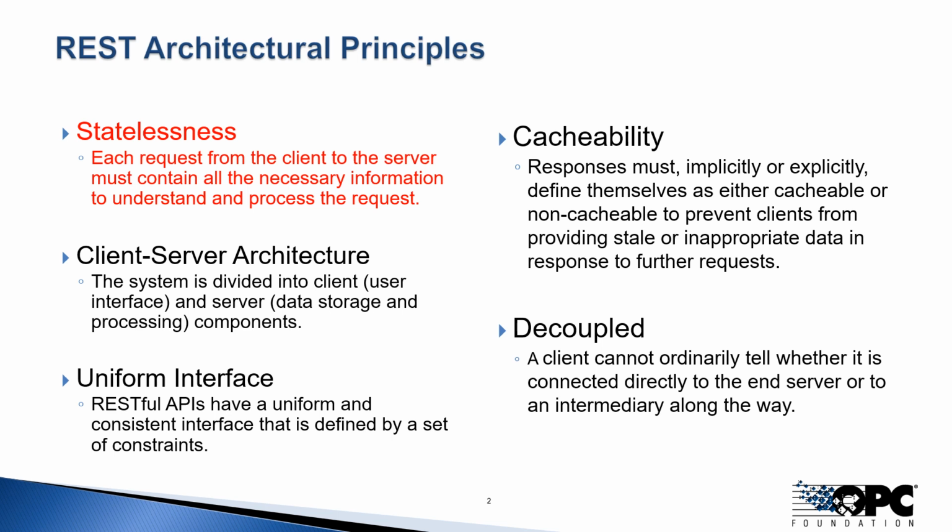And the last architectural principle is the principle of decoupling, where the client does not rely on having a direct connection to the server. There could be any number of intermediaries in between, such as firewalls or proxies, that do additional processing as required. With some transports in OPC UA, this is already something that you can take advantage of, and I'll be talking a bit about that in some of the future slides.